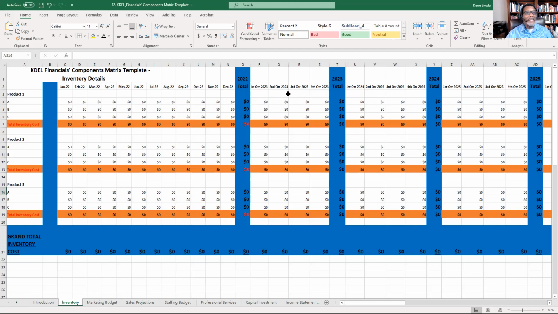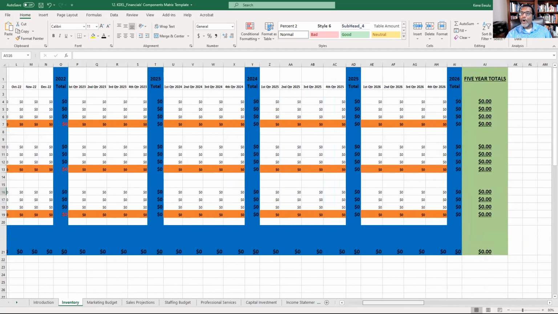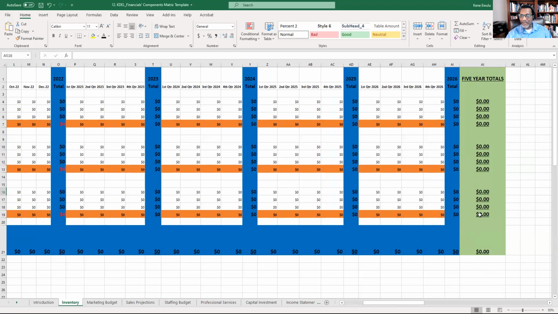planning of what we intend to have as our inventory. As you can see, we have first quarter, second, third, and fourth. The same as in 2023, 2024, 2025, okay? And all the way as you go forward, all to the end. And then you have your 5-year totals here. As you can see, we have 0 values here because we haven't put in the numbers.